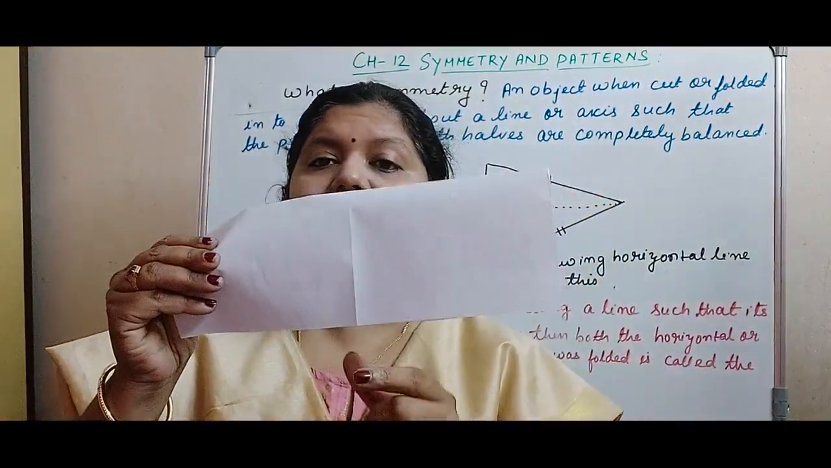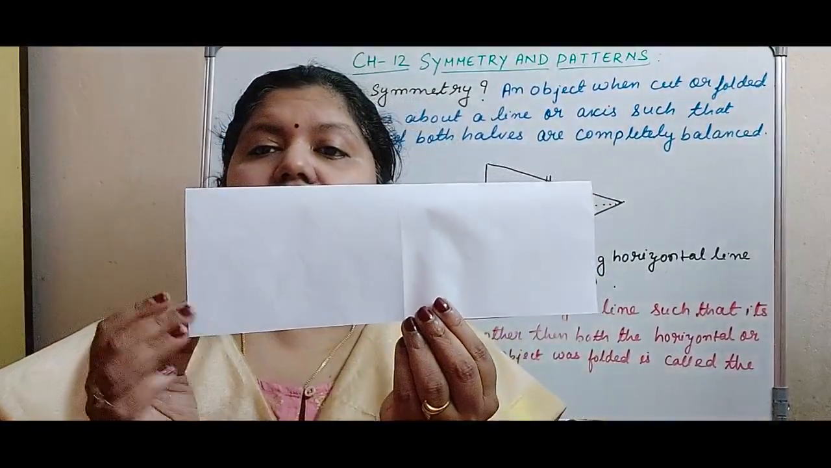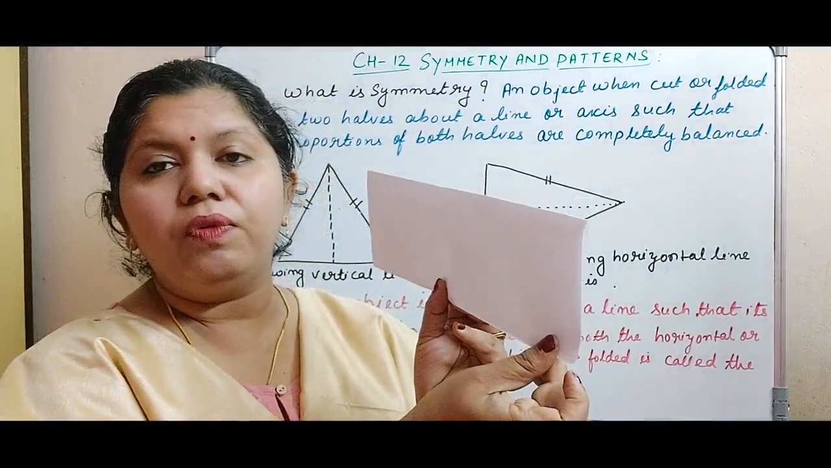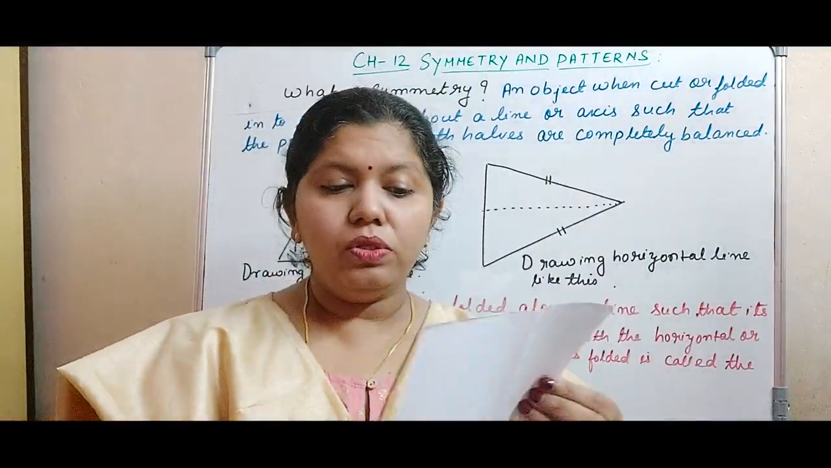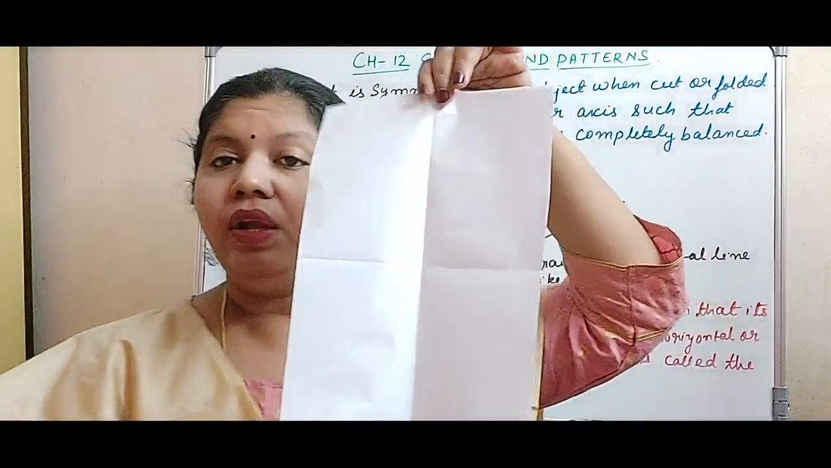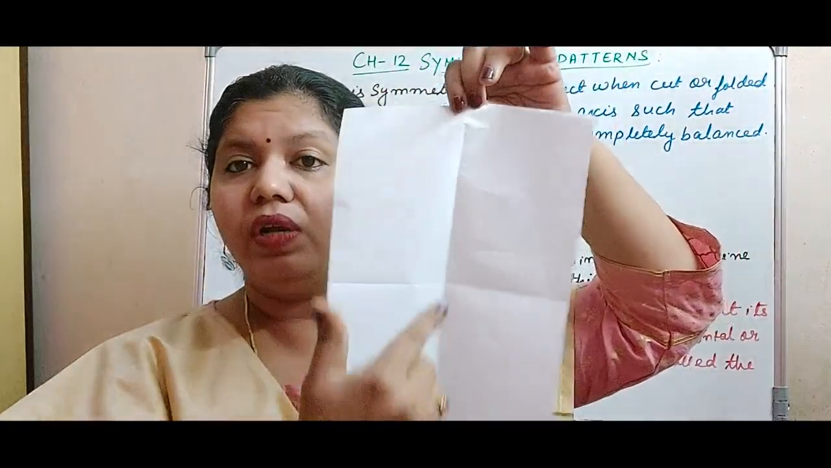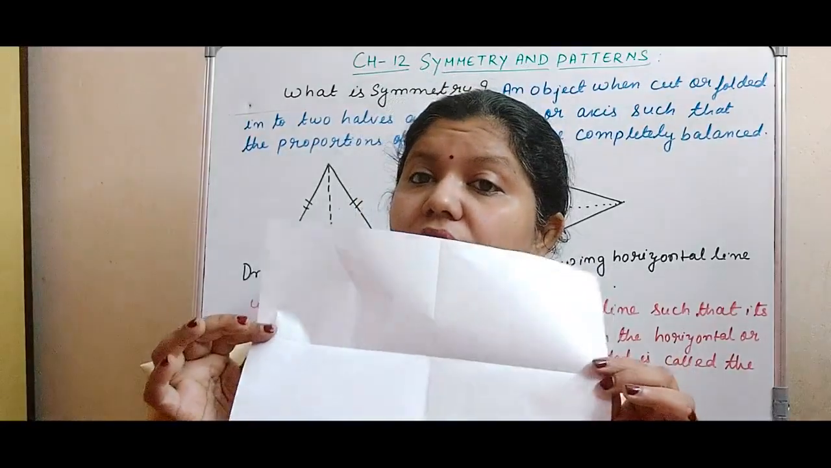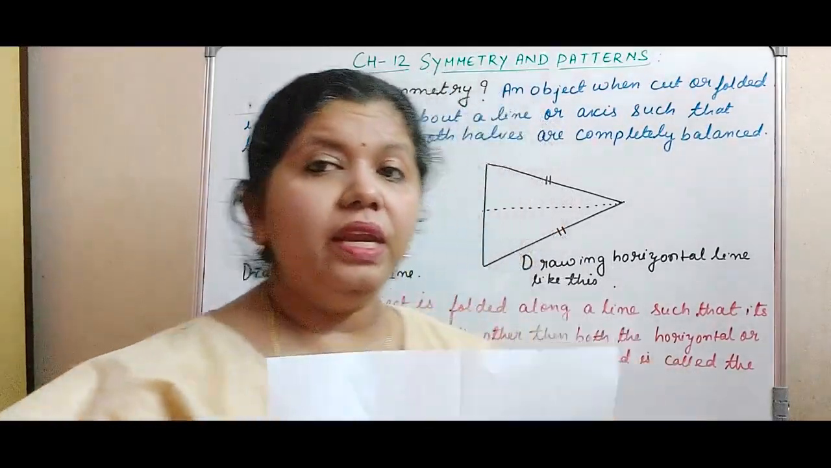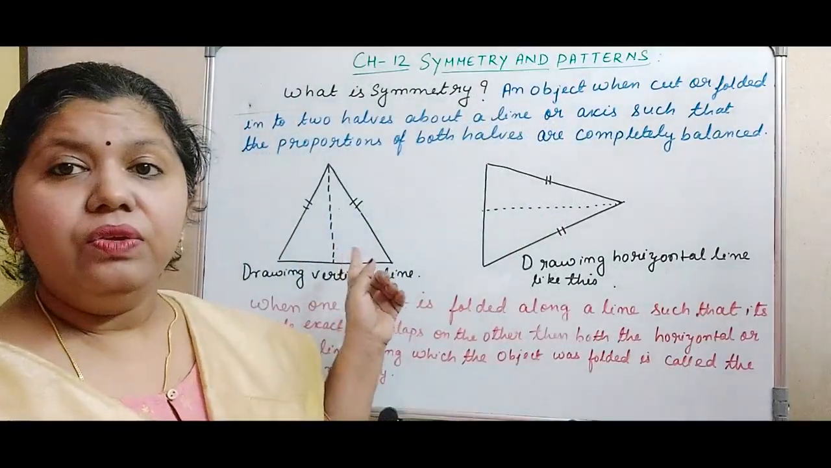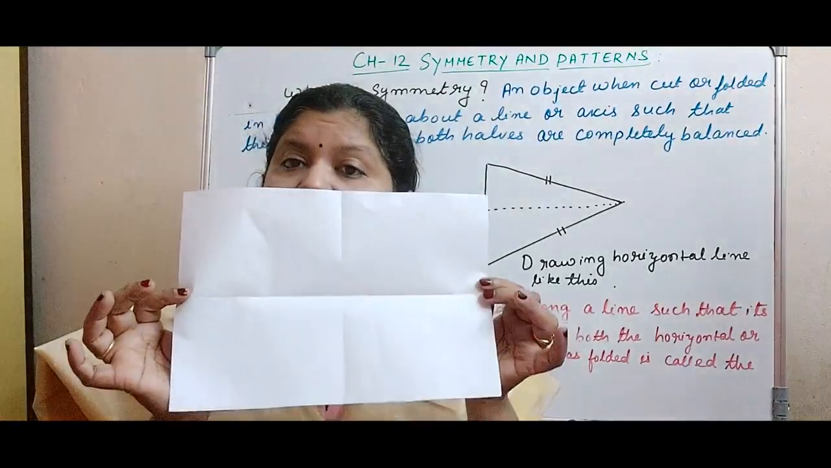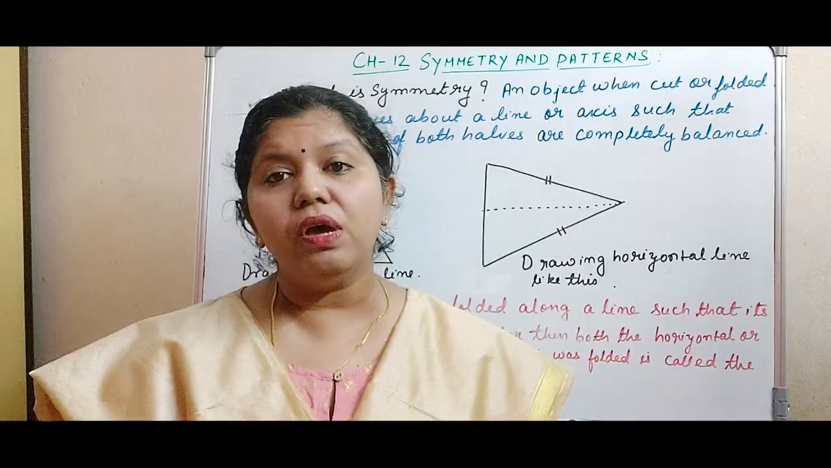This particular side is completely overlapping with the back. You see this side, it is completely overlapping. Yes or no? So if I open it, you can see there are two lines. One is the vertical line and one is the horizontal line, which is very clear. So this figure has two lines of symmetry, whereas this isosceles triangle had only one line of symmetry, but when we came to this shape, the rectangle, it has two lines of symmetry.